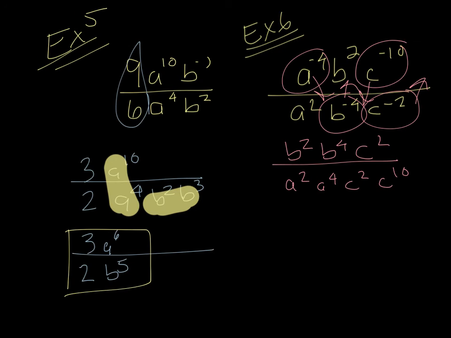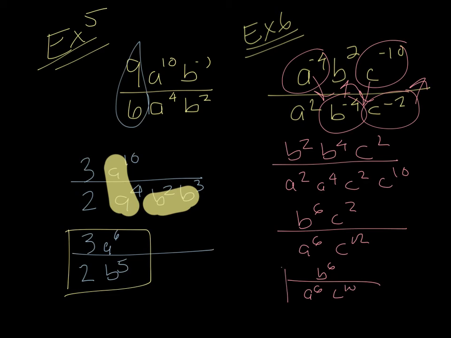Now we're going to go ahead and apply the product rule within the numerator and denominator. So the numerator here is going to become b to the 6th, c to the 2nd, and the denominator here is going to be a to the 6th, c to the 12th. So now I see one a and one b, but I see two c's still. So those two c's need to be combined. 12 minus 2 is 10. It's going to be on the bottom. So b to the 6th on its own up top, a to the 6th on the bottom, c to the 10th on the bottom is our final answer.